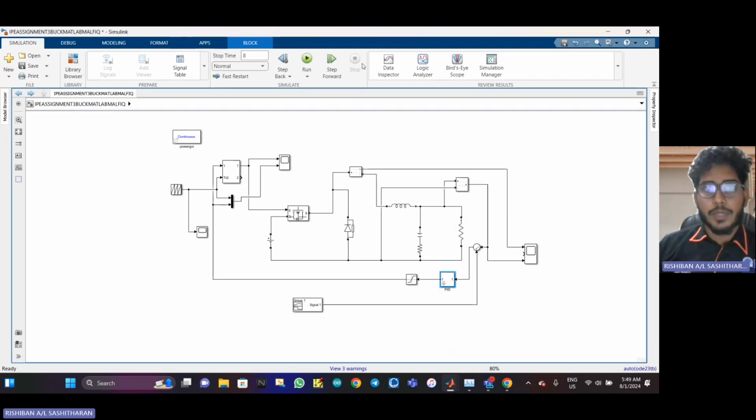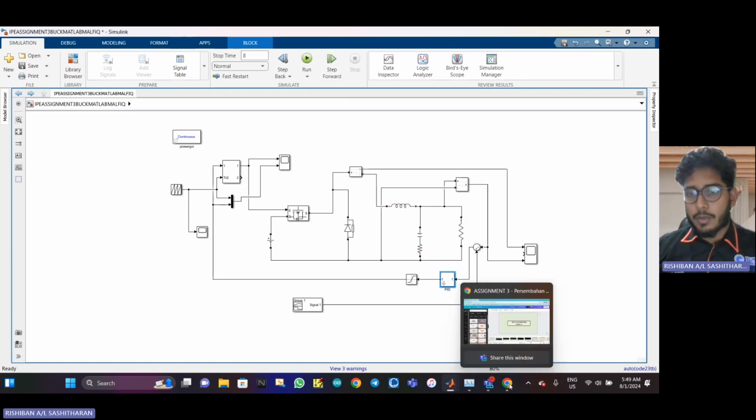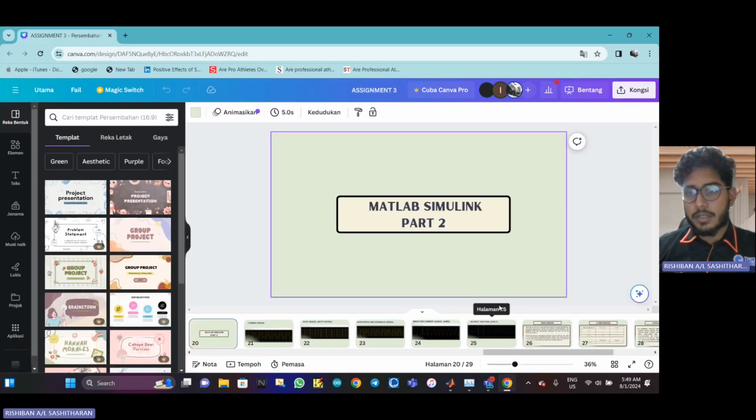And once we click run, the software will run and the circuit is simulated. And then we can check every scope for the outcome. I will skip this part because the software will take some time to run. I will go straight to the results, which is here.